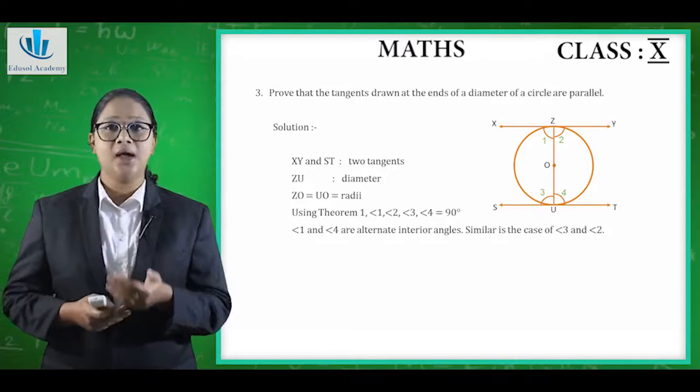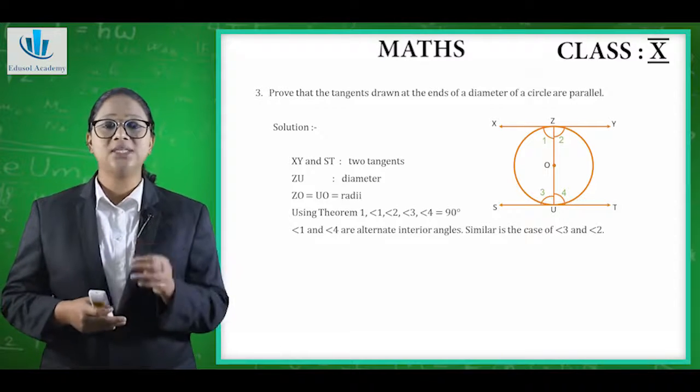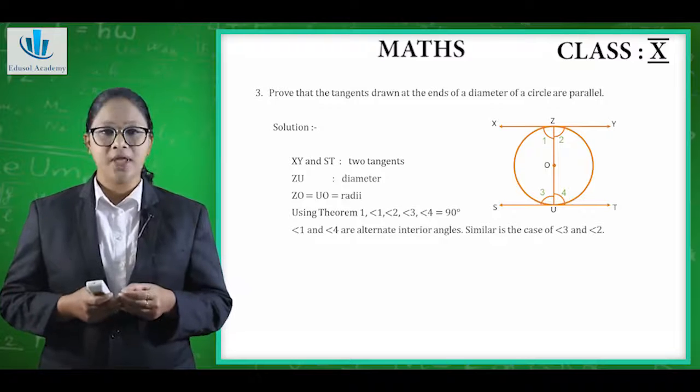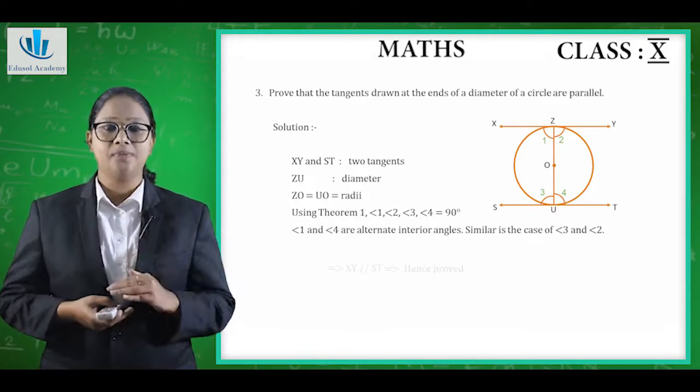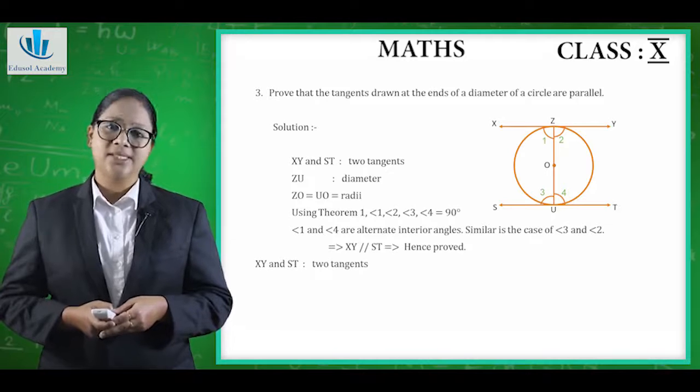Therefore angle 1 and angle 4 are equal and they are alternate interior angles. When are alternate interior angles equal? When the lines are parallel. So we can conclude that XY is parallel to ST.